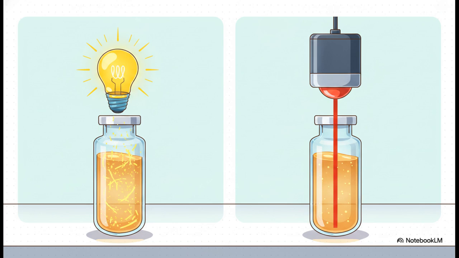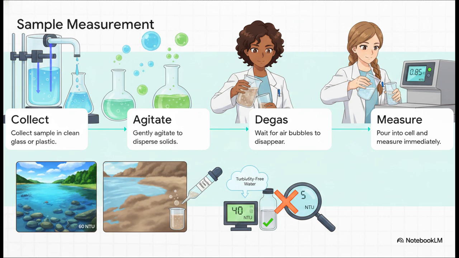By using this longer infrared wavelength, the ISO method brilliantly bypasses the interference caused by dissolved colors in the water. It's a really clever workaround. But regardless of the instrument you're using, the procedure for analyzing a sample has to be followed perfectly because this equipment is incredibly sensitive.